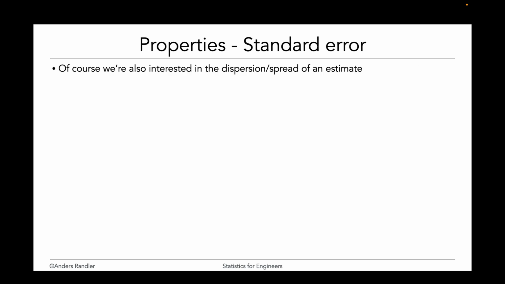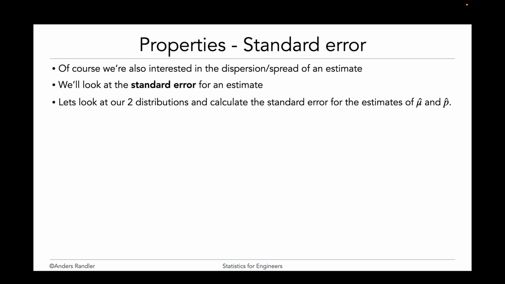Now we've been focusing on the expected value, and that wasn't too hard to understand. But what about the dispersion, the spread, things that are in the theory called variance and standard deviation? So we will be looking at the standard error for an estimate. It's called standard error when we talk about an estimate. So let's look at our two distributions and calculate the standard error for the estimates mu hat and p hat.